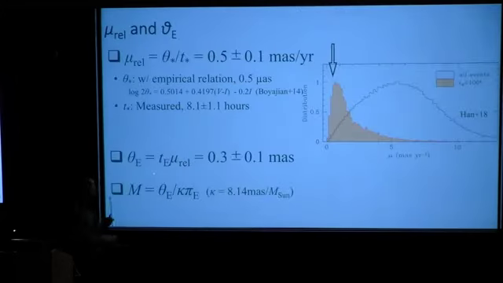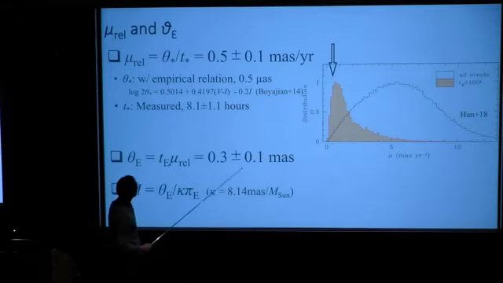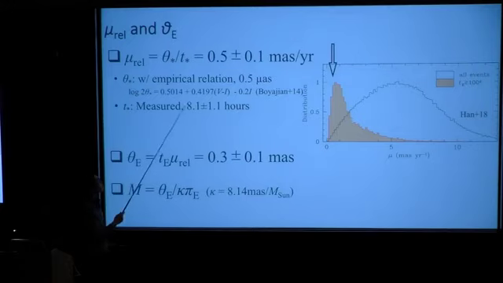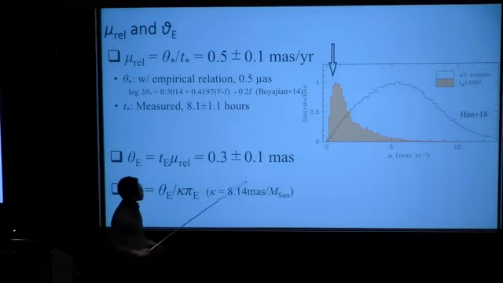So using these values, we can estimate the mu rel, the relative lens-source proper motion, which is theta star divided by t star. So t star is, as I said, measured, 8 hours, and the theta star, the angular source size, can be estimated with the empirical relation using this equation. So we found the mu rel is 0.5 milliarcsecond per year. This is relatively small compared to the typical event.